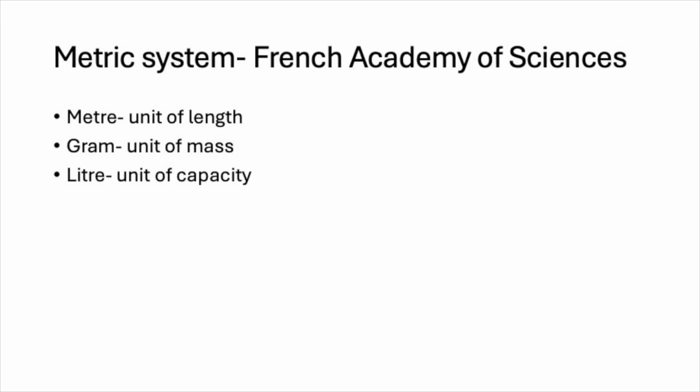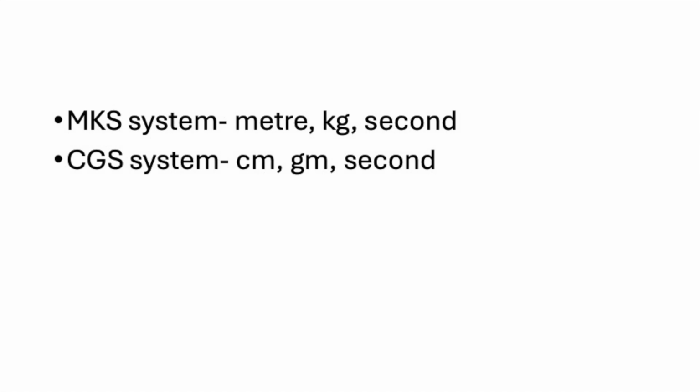In the metric system, which was by the French Academy of Sciences, meter was used as the unit of length, gram was the unit of mass, and liter was the unit of capacity or volume. MKS system used meter, kg, and second. CGS system used centimeter, gram, and second.